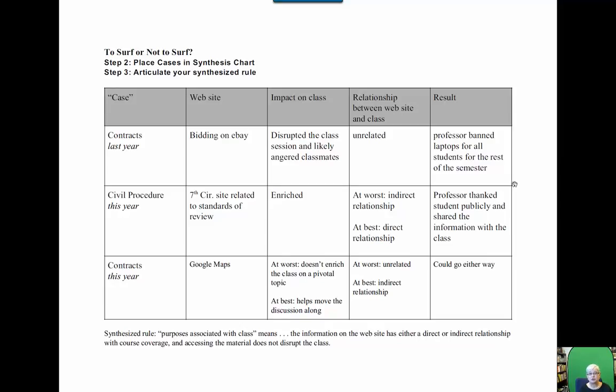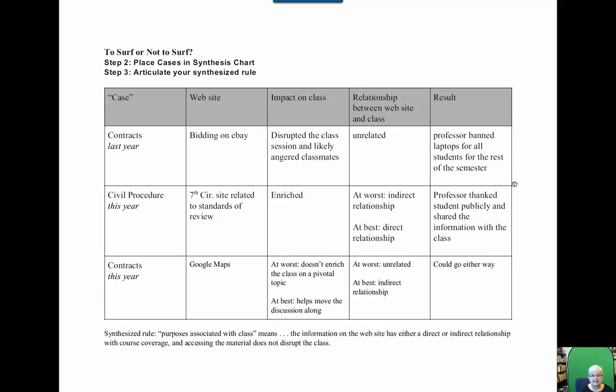Judging by the professor's reaction, I would say that standards of review is probably an important topic in the civil procedure course, so it's likely that there was a direct relationship, which led to our result of the professor being thanked publicly and sharing the information with the class. So now we're going to take that information and move it down into the case that we're trying to resolve.